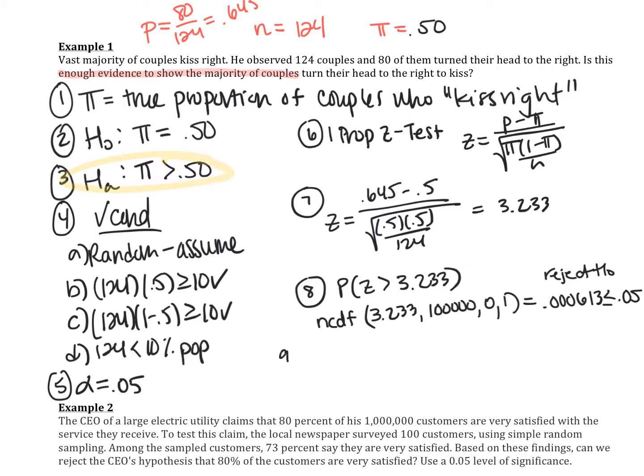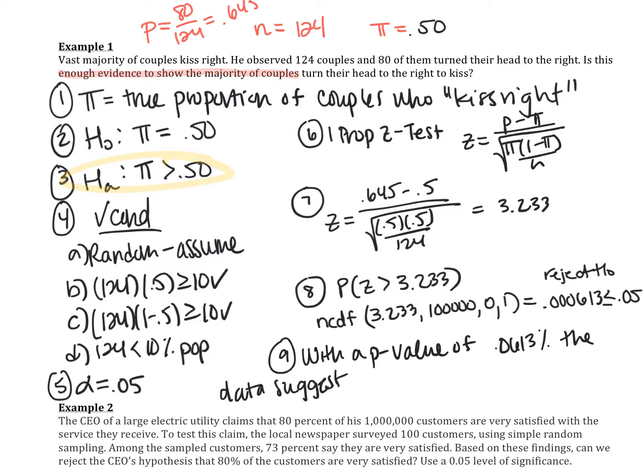So in step 9, here's how we write these conclusions. With a p-value of 0.0613%, the data suggests the true proportion of couples who kiss right is indeed over 50%, or in this case you could answer the question that yes, the majority of couples do kiss right.